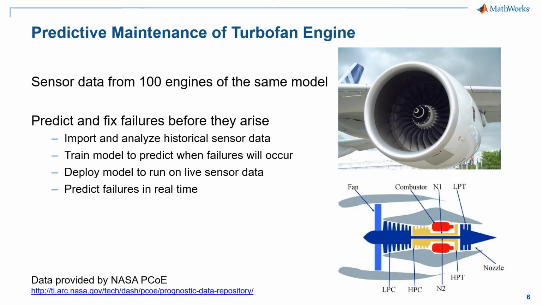But so, like I said, we're going to be working with a data set that's very similar, or at least a similar idea to what we just talked about. So we're going to be working with the standard prognostics data set that comes from NASA, where we're going to take the sensor data from 100 engines of the same jet engine, and we're going to try to predict and fix failures before they arise.